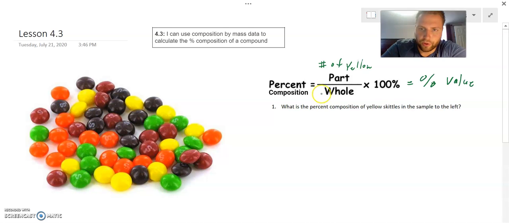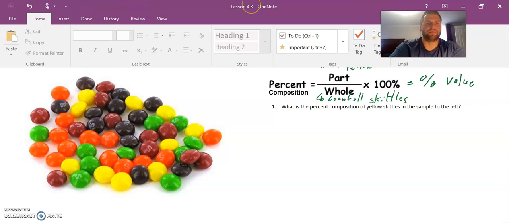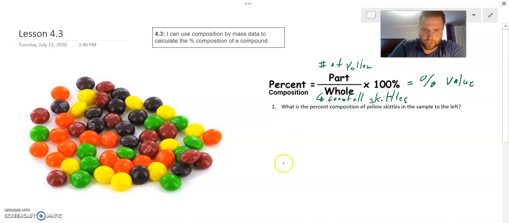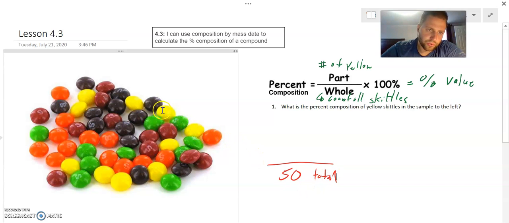of yellow. So again, for the whole, count all Skittles. So just for the purpose of speeding up the video, we're going to make an assumption that there are 50 total Skittles. Okay, so there's 50 total. And now what we're going to do is count the yellows. So let's count together here. 1, 2, 3, 4, 5, 6, 7, 8, 9, 10. Okay, so there's 10 yellow.